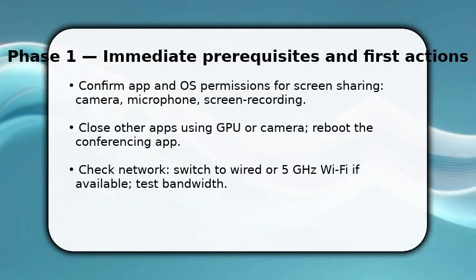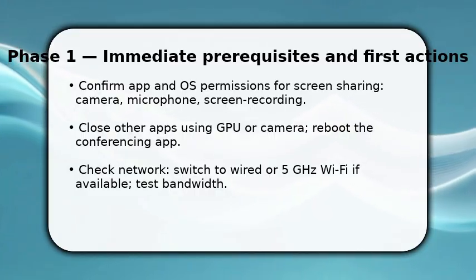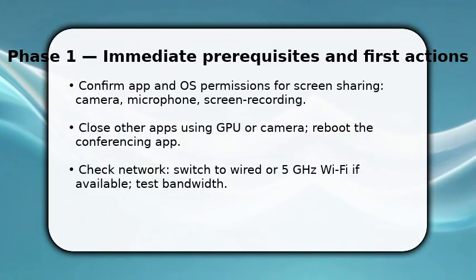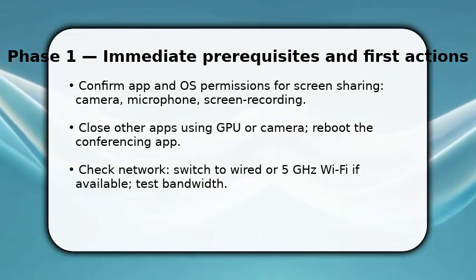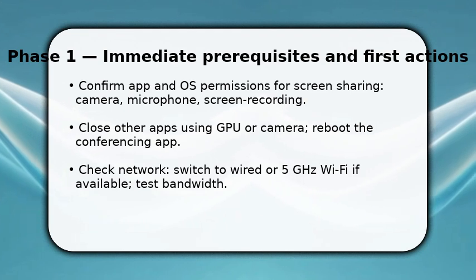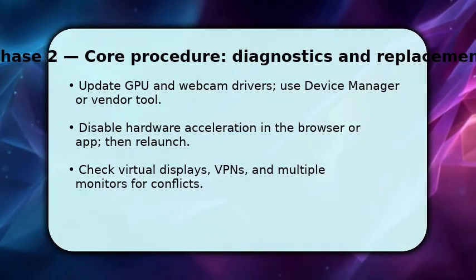Next, make sure your connection is stable. Move to wired or 5 GHz Wi-Fi if possible, because packet loss or low bandwidth often disables share features. If prompted, grant screen recording when the OS asks. That step re-enables capture. You now handle middle steps.